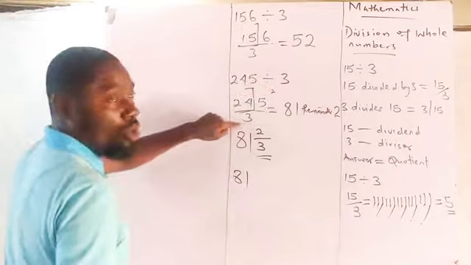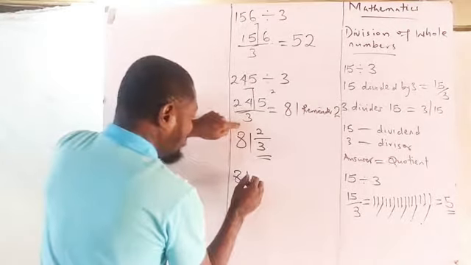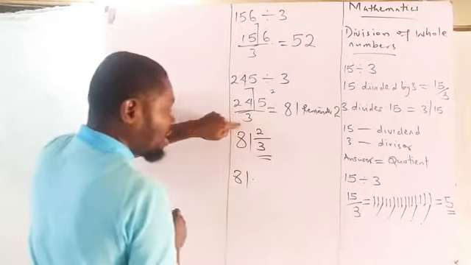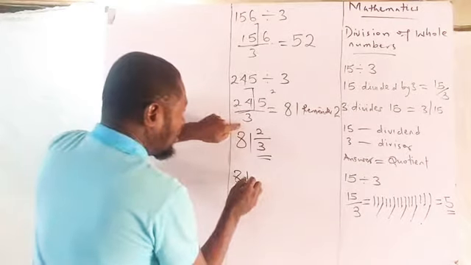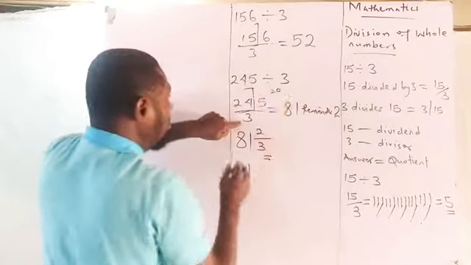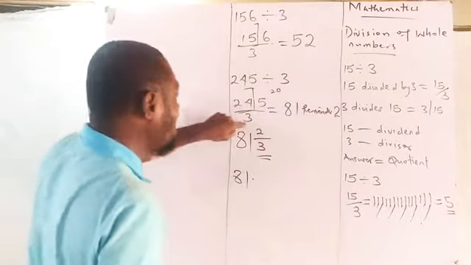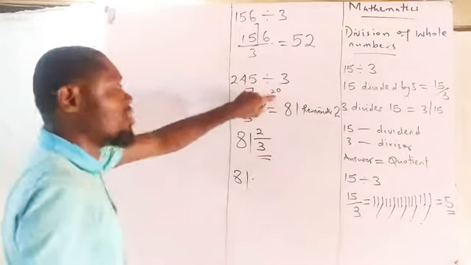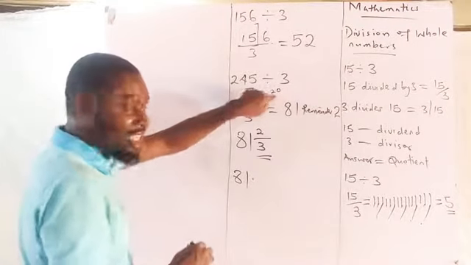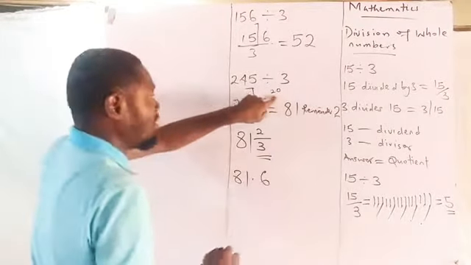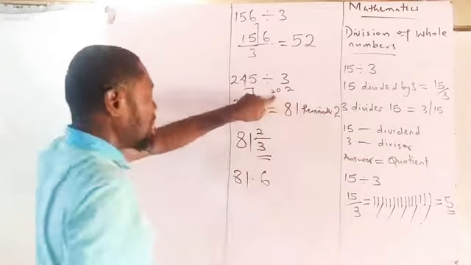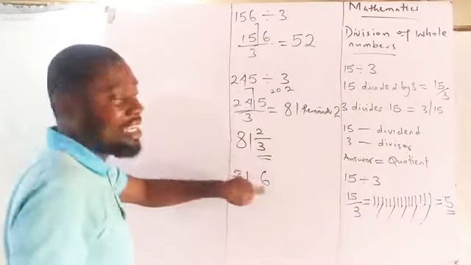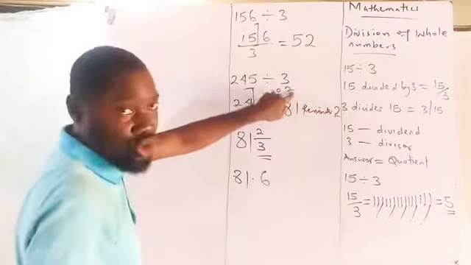The answer is no. Put a point here, after your answer. Then add 0 to that 2. That becomes 20. How many 3 are in 20? Your answer is 6, which is 18. Write a 6. Remainder 2, because 3 times 6 is 18. Take it out from 20, you have remainder 2.